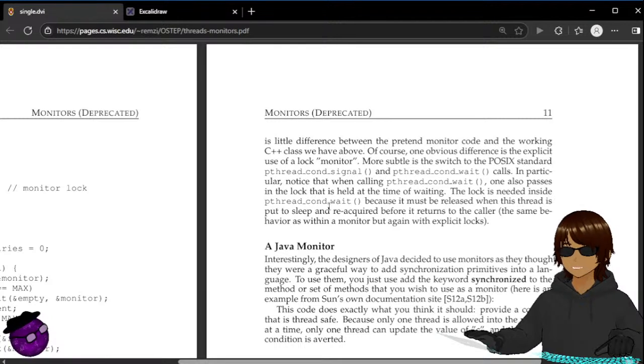The lock is needed inside wait because it must be released when this thread is put to sleep and reacquired before it returns to the caller.